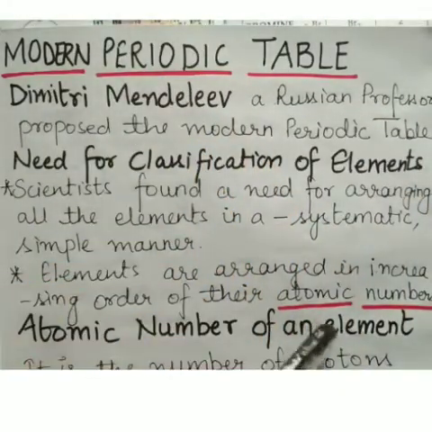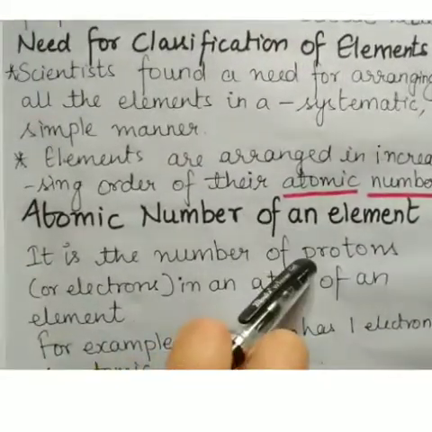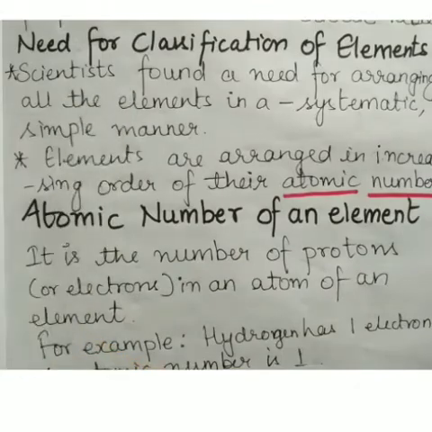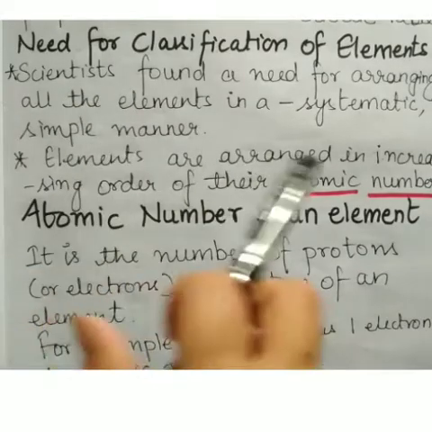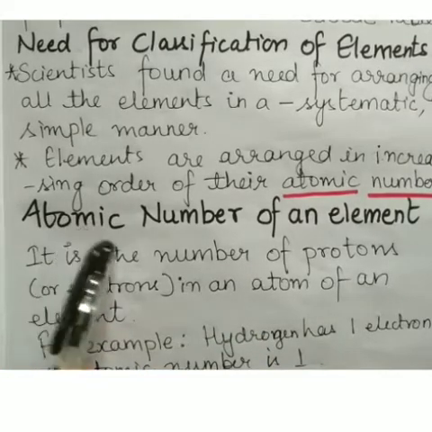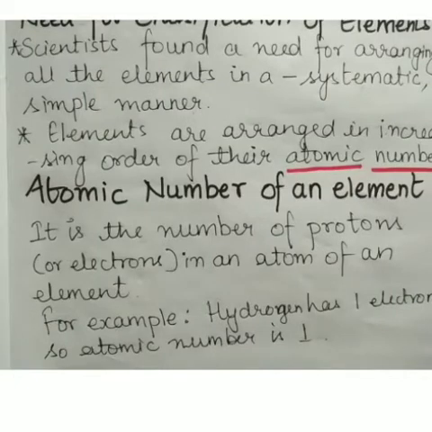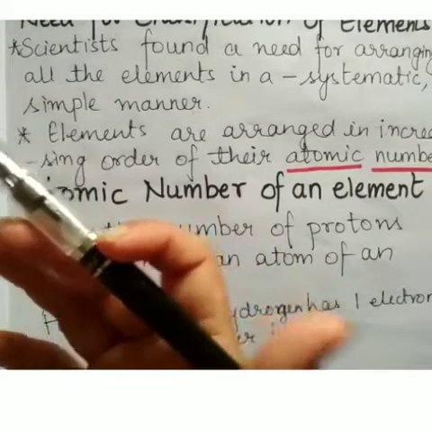Now what is the atomic number? Atomic number is the number of protons in an atom of an element. Always remember, protons and electrons are equal in number. For example, a hydrogen atom has 1 electron, so its atomic number is 1.